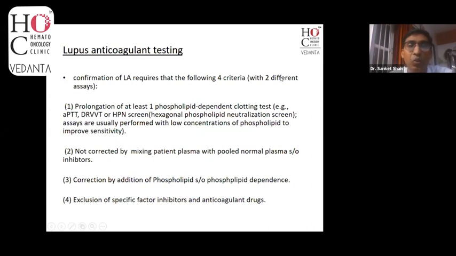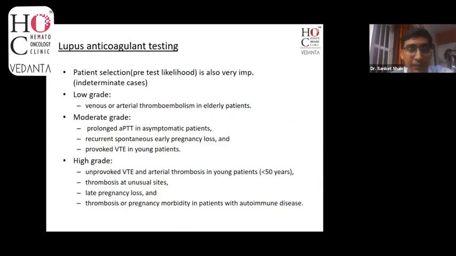Ideally, 2 different assays have to be done simultaneously, so both should be prolonged. Then it should not be corrected by mixing the patient's plasma, suggestive of the presence of an inhibitor. Now you add phospholipid into the same mixture, and it gets corrected, which suggests a phospholipid dependency. And lastly, there should be exclusion of any specific factor inhibitor or presence of any anticoagulant drugs. So if all four criteria are present, the lupus anticoagulant is considered positive. If any of them is not met, then it is considered indeterminate.